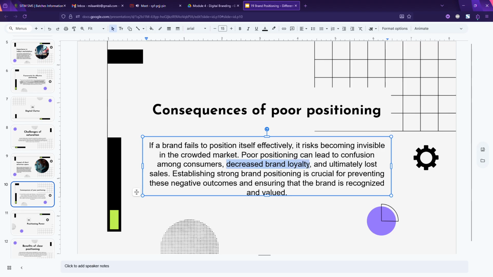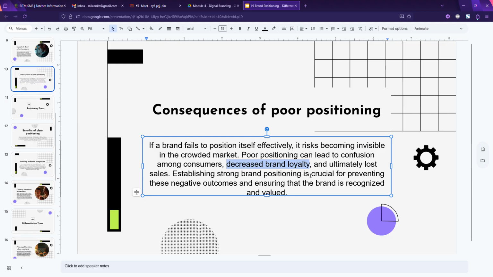That decreases the brand loyalty and ultimately leads to lost sales. So when your consumers are confused, then they won't be so loyal. Since they are confused, they don't know what to do. So that hampers brand loyalty, and ultimately it leads to lost sales, lost orders. Maybe they will think, maybe another time. So establishing strong brand positioning is crucial for preventing these negative outcomes and ensuring that the brand is recognized and valued.